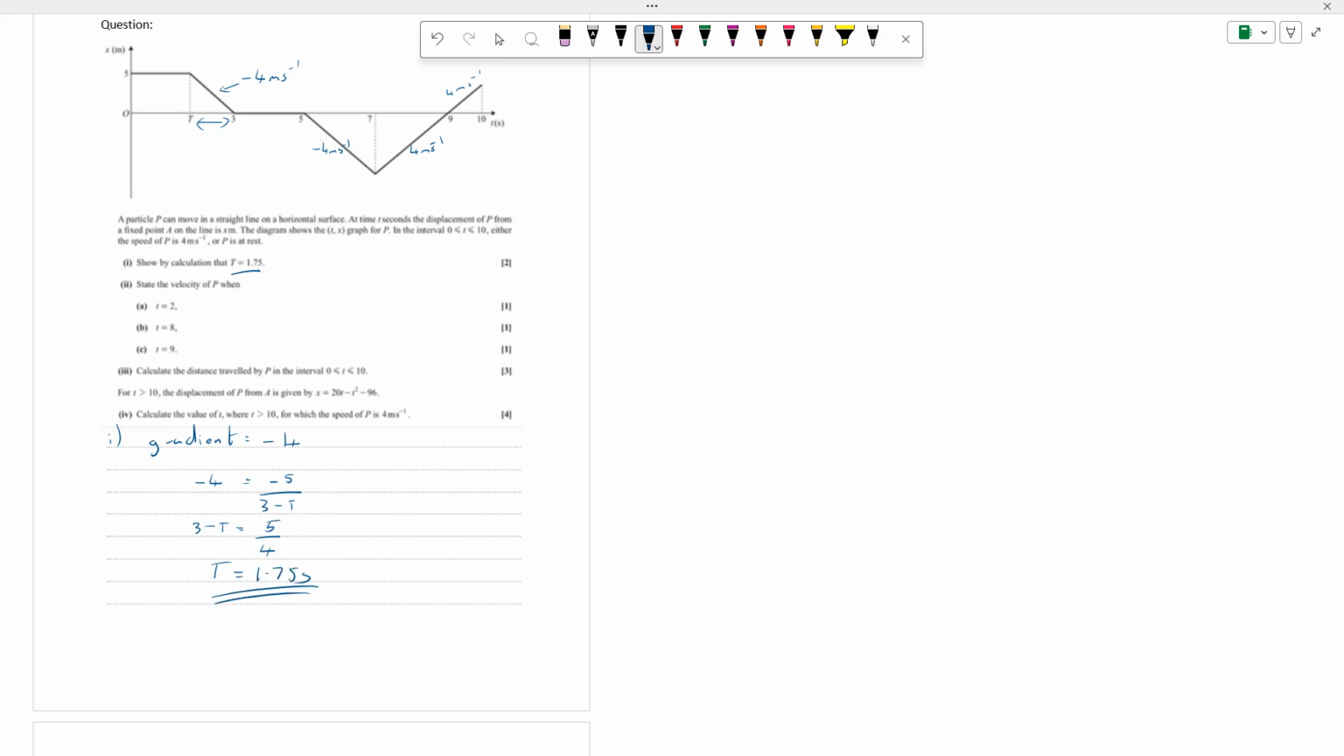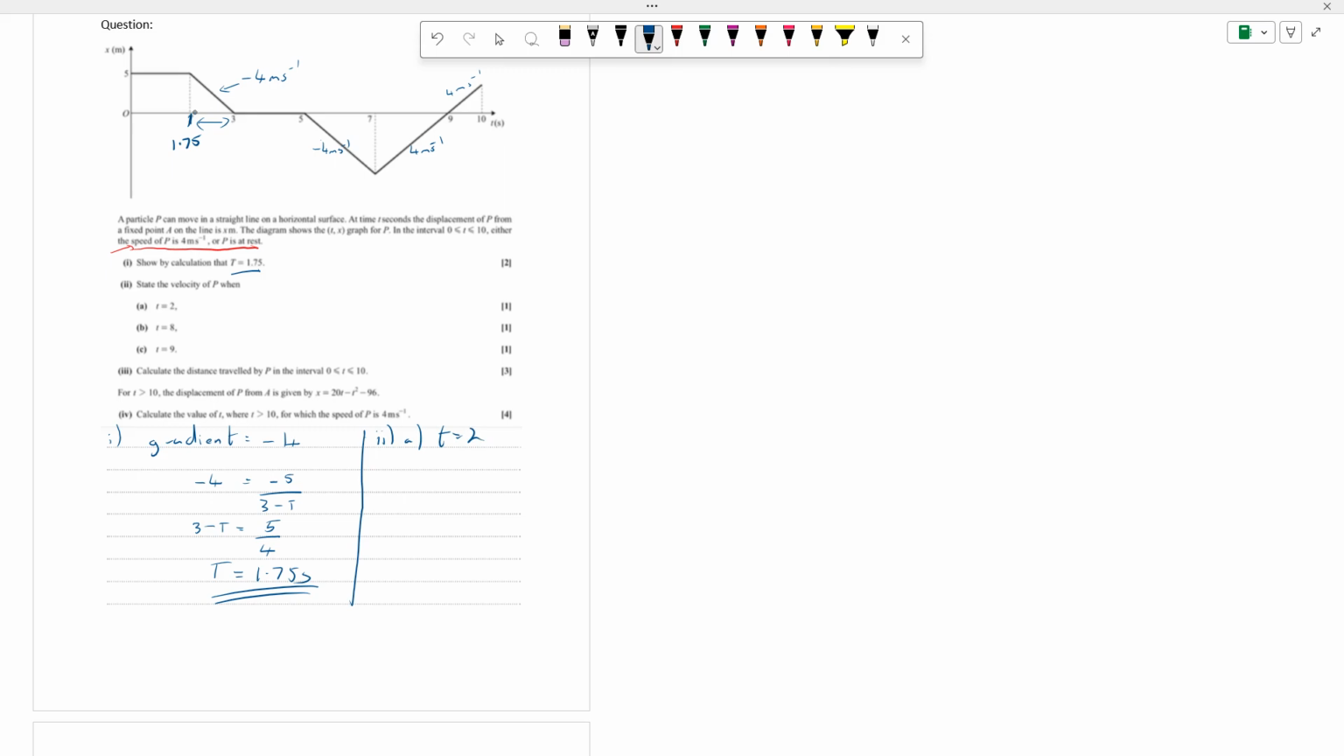Now, if you didn't read the question, you would have missed out this last point here. Notice it mentions the word speed, not velocity. Remember, speed can be 4 no matter which direction you're moving in. Velocity can be positive or negative depending on if you're moving in a positive direction or a negative direction. Now, state the velocity of P when t is 2. So this point here is 1.75, and 2 would be somewhere in between there. I'm going to do this for the next bit so I keep the graph in front of me.